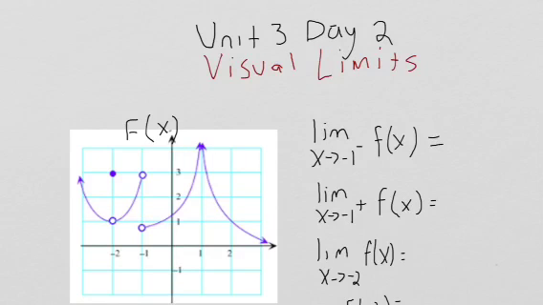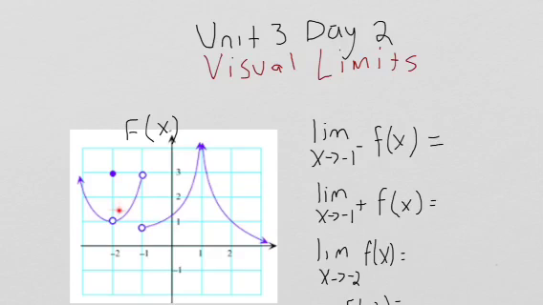We are going to look at limits visually, so pulling the value of limits off of a graph. So let's just look at this first one. The limit as x approaches -1 from the left-hand side. So here's our graph. Here's -1. If we're going to approach x equals -1 from the left-hand side, we're going to see what's happening to our output as we approach that x value.